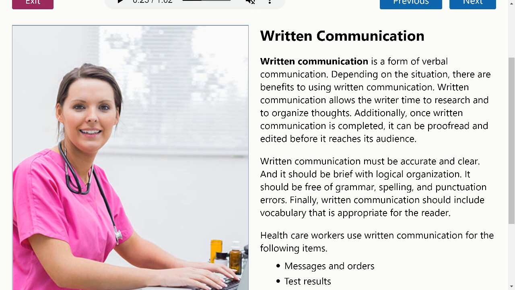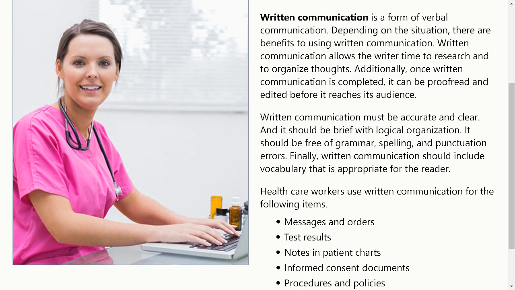All right, so we're going to look at written communication. It's a form of verbal communication. Depending on the situation, there are benefits to using written communication. It allows a writer time to research and to organize their thoughts. Additionally, once written communication is completed, it can be proofread and edited before it reaches its audience. That's important, like even if y'all are sending emails, writing stuff down, make sure that you read over it and it makes sense and has no errors and stuff like that.